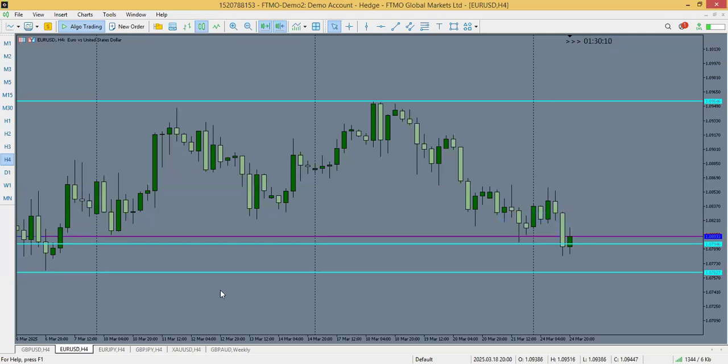So we see price from these highs here. It pushes and closes down here. Break of structure, pull back up, and then push down. Now, there are a number of tools you can use.